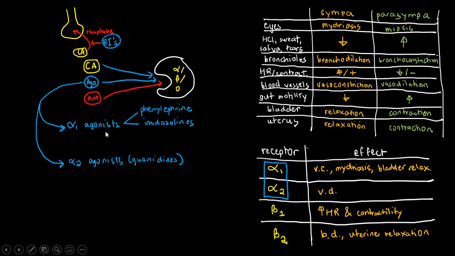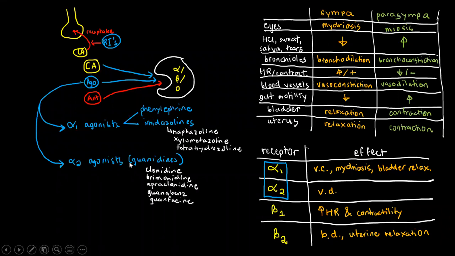uses as well. So for the alpha 1 agonists, we have phenylephrine, which is a solid drug of its chemical class, and the imidazolines, which include the following. And then alpha 2 agonists are the guanidines, which include the following. When we discuss this in medicinal chemistry, we will go as far as drawing what the imidazoline ring looks like, or what again is the guanidine functional group?